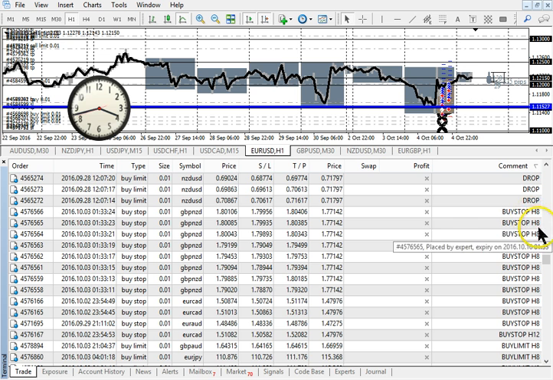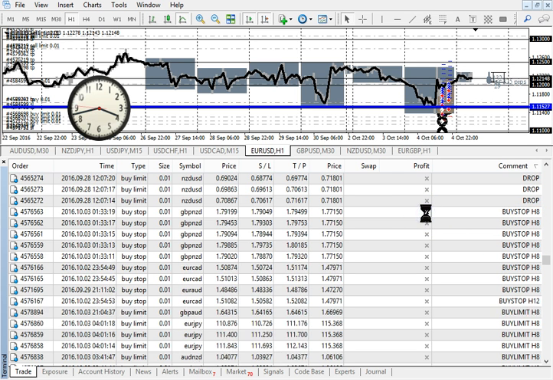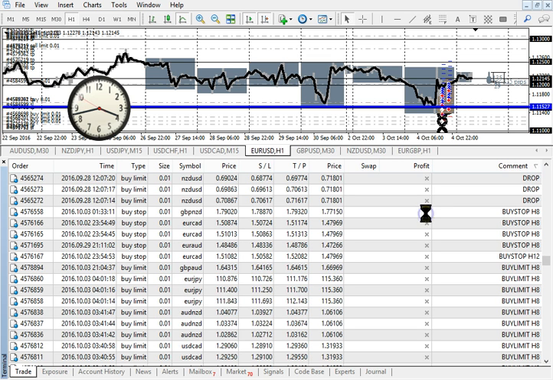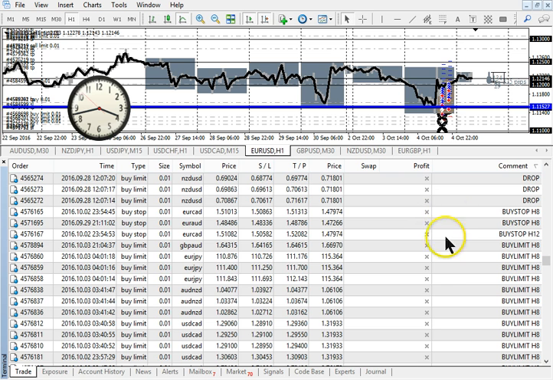These are buy stops. These are wrong, so I've got to get rid of these. I don't even know, those could be set for something, because I'm not trading that currency pair in here, so you have to do a little bit of house cleaning.